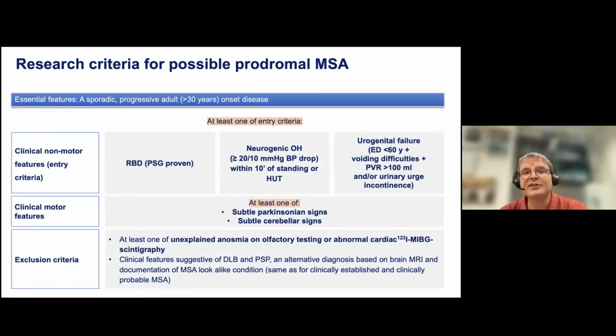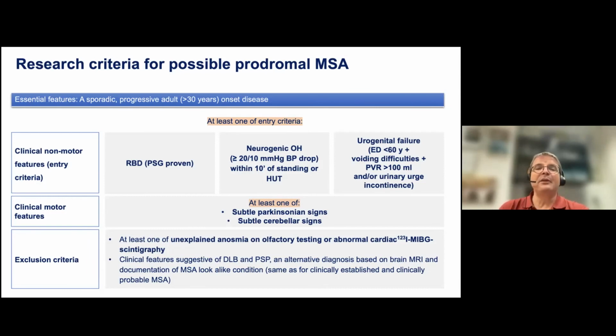Now I'm coming to the research criteria for possible prodromal MSA. This category has been introduced as a research category because it needs to be validated in future research. This is just a preliminary suggestion. Essential features include that this should be a sporadic disease, progressive disease, and adult onset after the age of 30 years, and at least one of the entry criteria needs to be present.